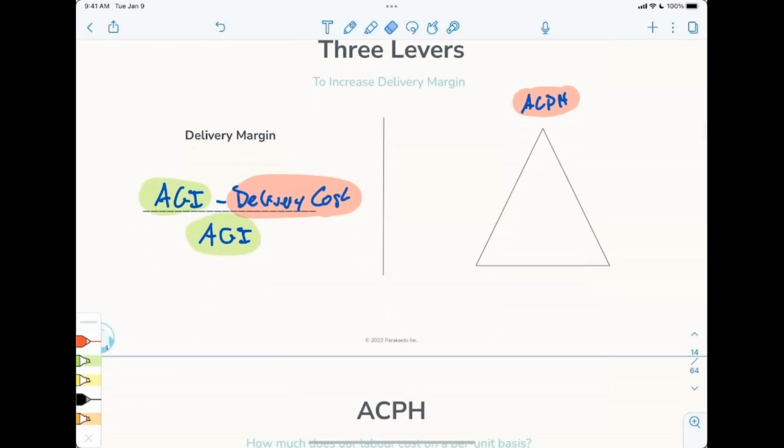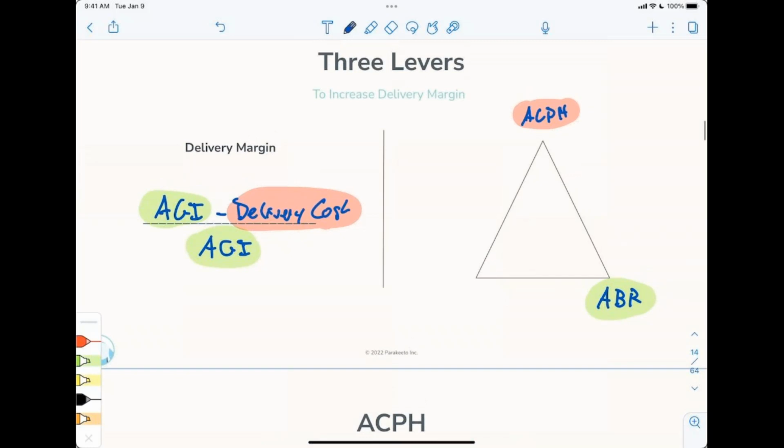The second is average billable rate, ABR. Average billable rate is defined, very simply, as the efficiency of revenue earning within a given time period or section of work. So to put this simply, for every dollar of agency gross income that we collect, how many hours does it take us to earn that? So the formula for this is AGI divided by hours.